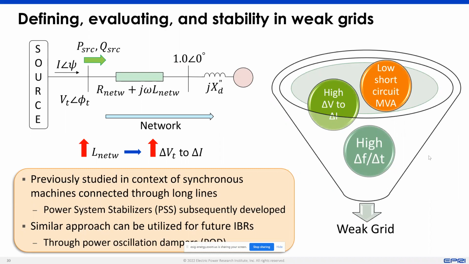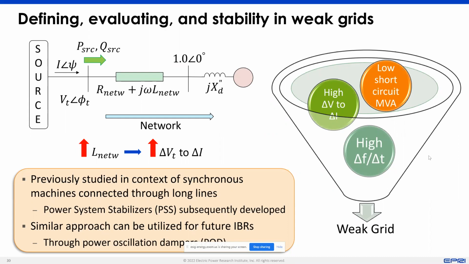There are instances before from a synchronous machine world. So weak grid is not new. It's not new to inverter-based resources. Think of it where you have hydropower plants in the mountains and they have to transfer power to load centers through long transmission lines. There have been weak grid scenarios there, reduction in synchronizing torque, reduction in damping torque, wherein we then had to have power system stabilizers developed in order to improve damping and so on. So some of those concepts can actually be translated to the inverter-based resource world also, where you have concepts like power oscillation dampers being brought into play.